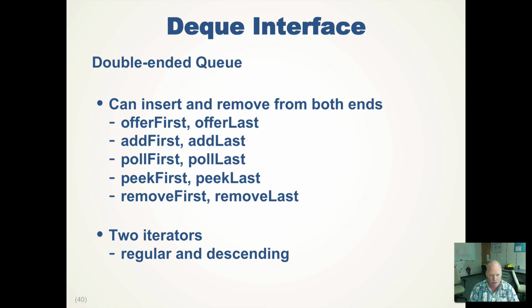There's nothing special about size. You have two iterators on the deck. You can go from the front to the rear, or you can go from the rear to the front, because you can consider it as being a doubly ended queue. So you can go from the front to the rear, or you can go from the rear to the front.